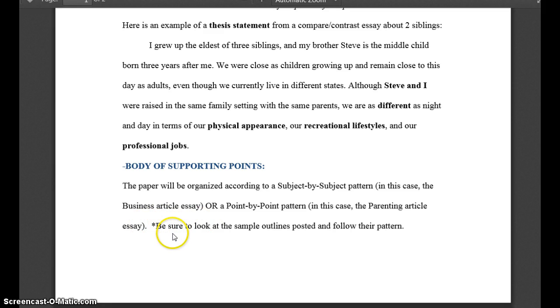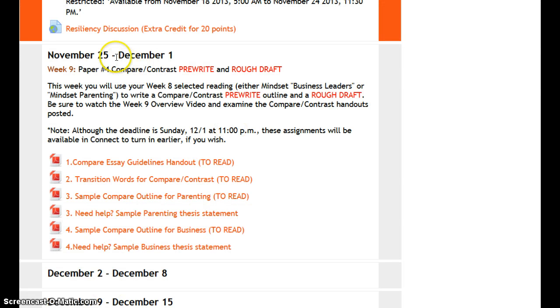If you see right here, be sure to look at the sample outlines posted and follow their pattern. So let me show you the sample outlines in Moodle. Okay, I'm back in the Moodle site for week 9. You have your guidelines. I just overviewed that. You have another handout helping you use transition words. And then you have 2 sample outlines posted. And remember, you are only going to be selecting one of the 2.